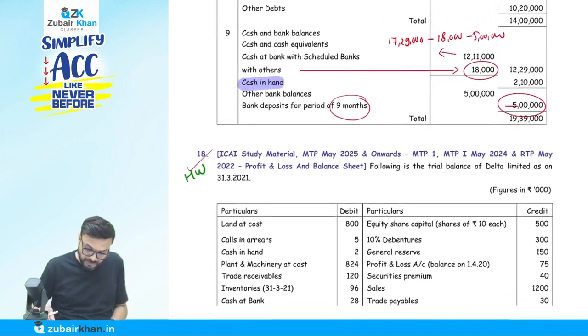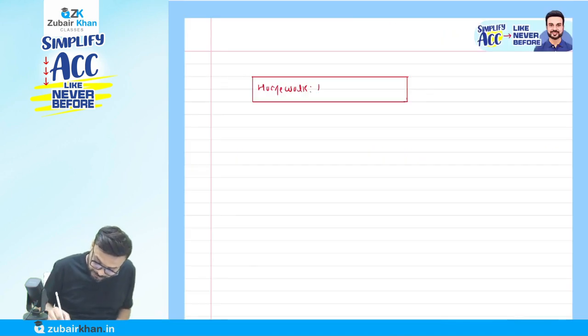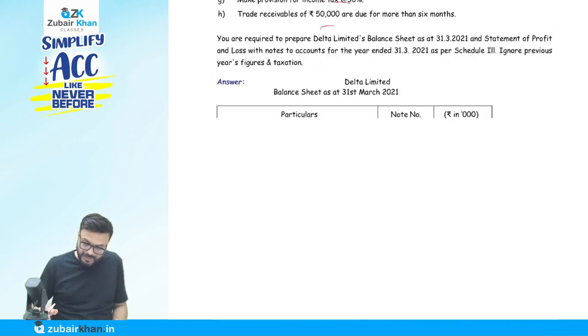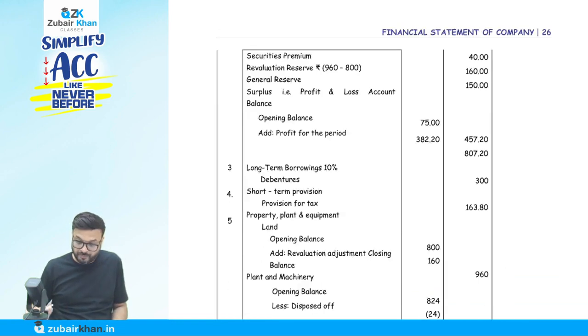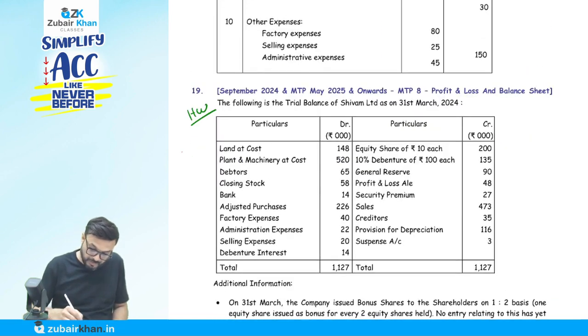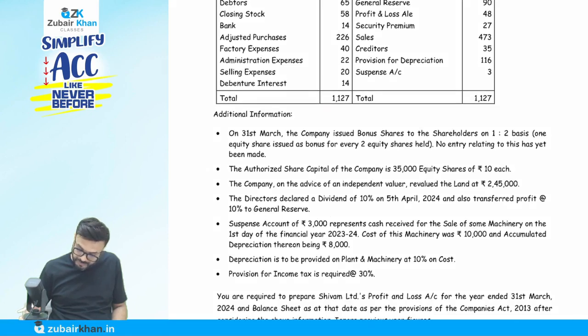So question number 18 is homework, and this type of question comes for 14 marks in exam. And question number 19 is also homework. Question number 19 is almost similar to the question that we solved in class today.